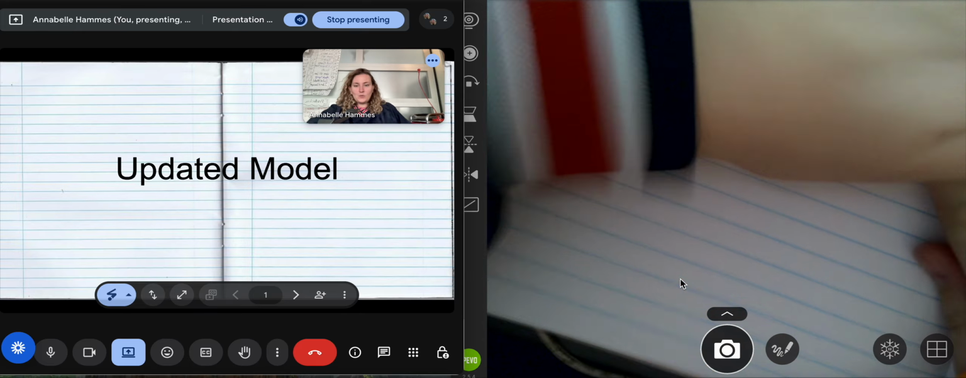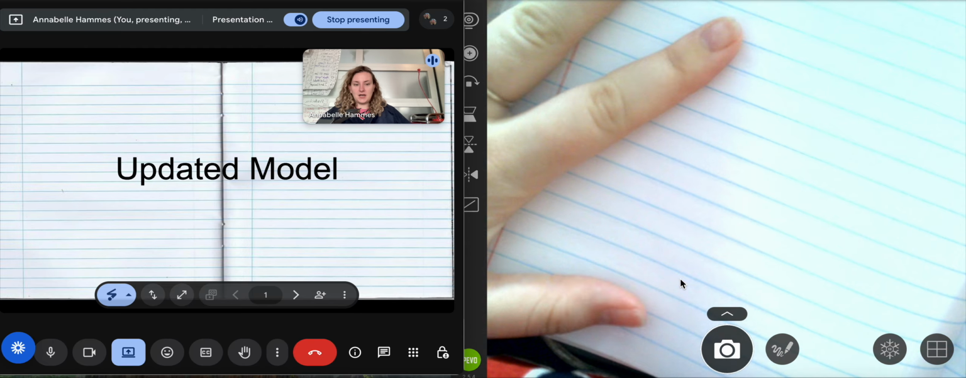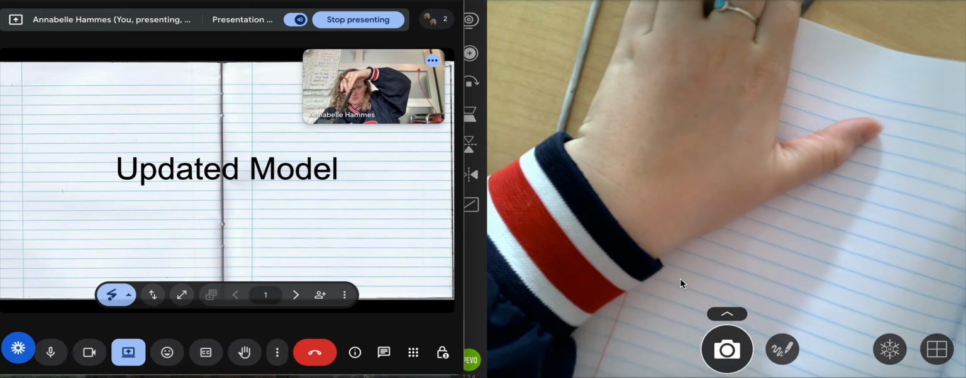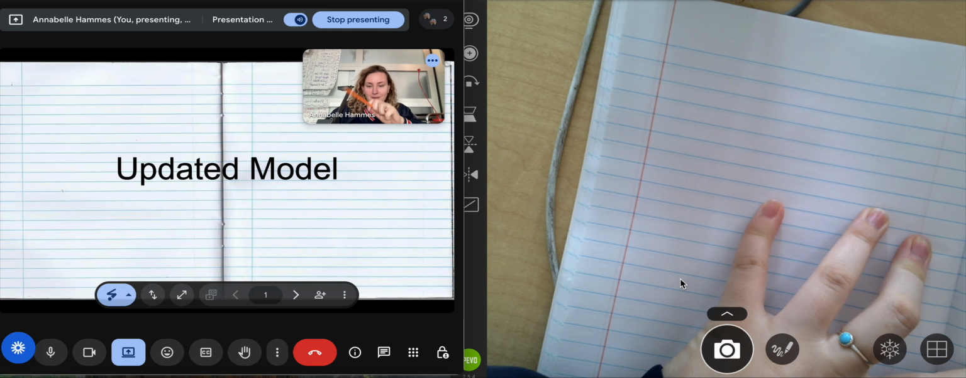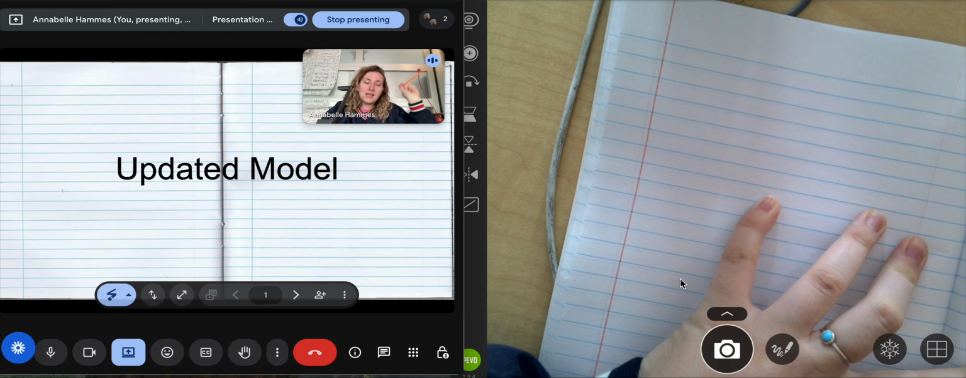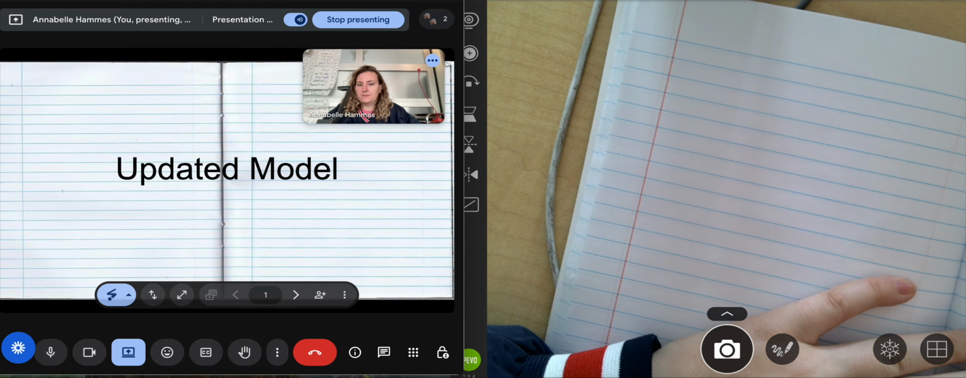All right, we are going to be making an updated model today in our notebooks. I'm going to do this. You can watch along on this side where it says the updated model. That's the slideshow. And then over here, I have me actually doing it, like writing it in my notebook. Okay? Sounds good? Sounds good.